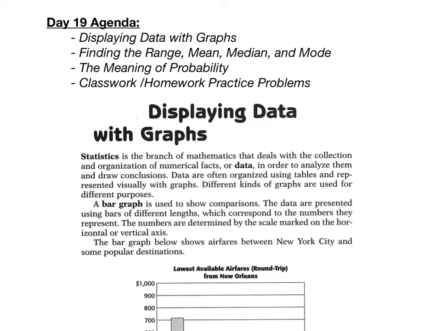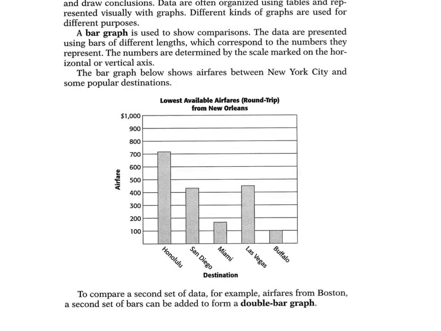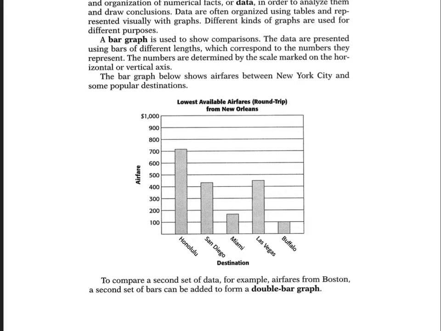A bar graph is used to show comparisons. The data are presented using bars of different lengths, which correspond to the number they represent. The numbers are determined by the scale marked in the horizontal or vertical axis. The bar graph below shows the airfares between New York City and some popular destinations. To compare a second set of data, for example, airfares from Boston, a second set of bars can be added to form a double bar graph.